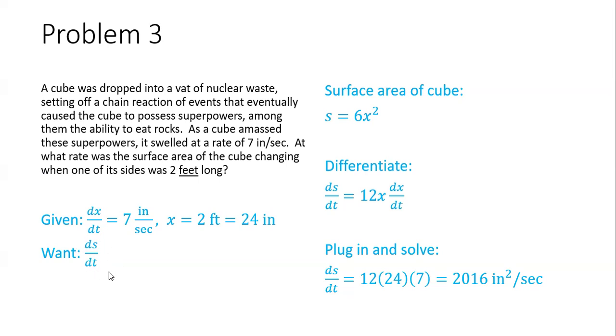What is that? Well, each side of the cube is a square. The area of a square is x squared if the side length is x. There are 6 faces on the cube, so it's 6x squared. If we don't remember the formula, that's how we think of it, okay? Differentiate because we want dS/dt, right? So dS/dt is 12x dx/dt. We plug in x, we plug in dx/dt, we get dS/dt, and that is 2016. Don't forget units, it's inches squared per second, okay?